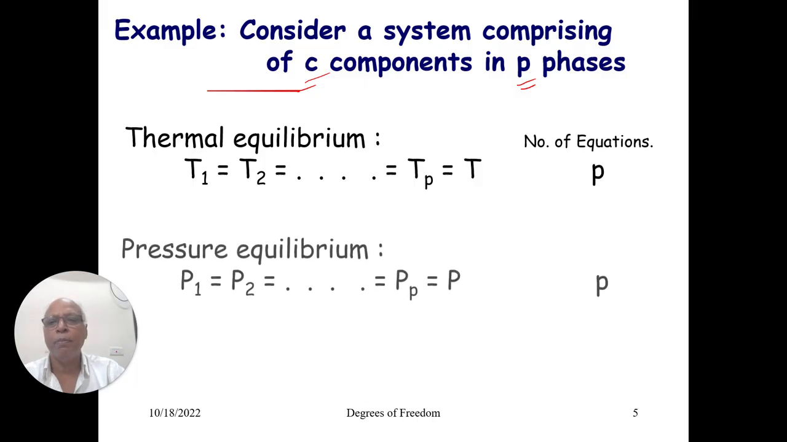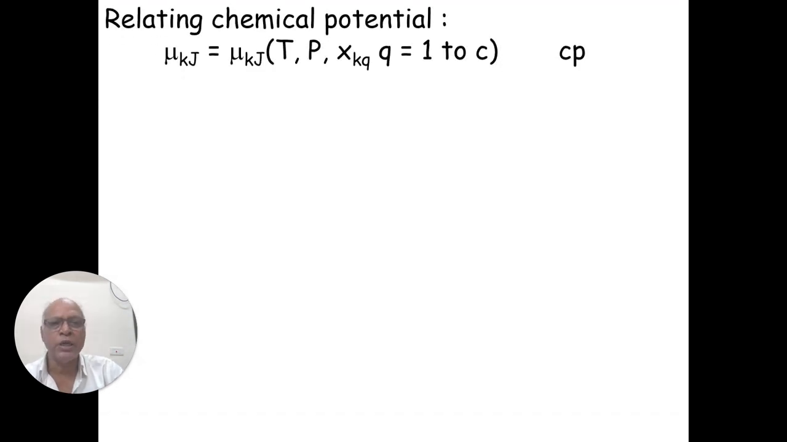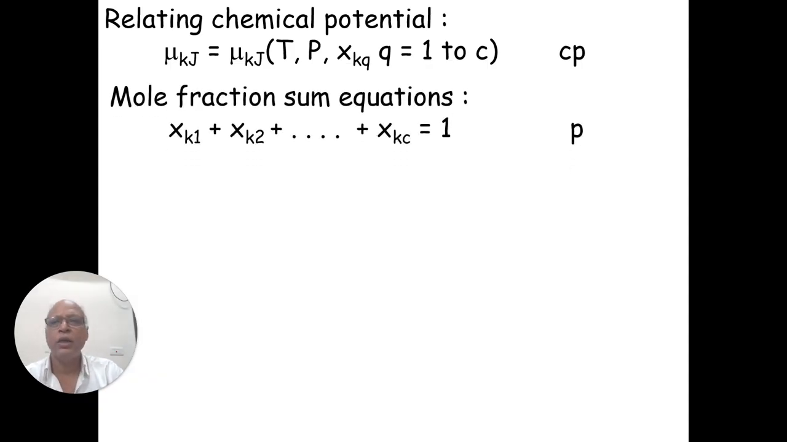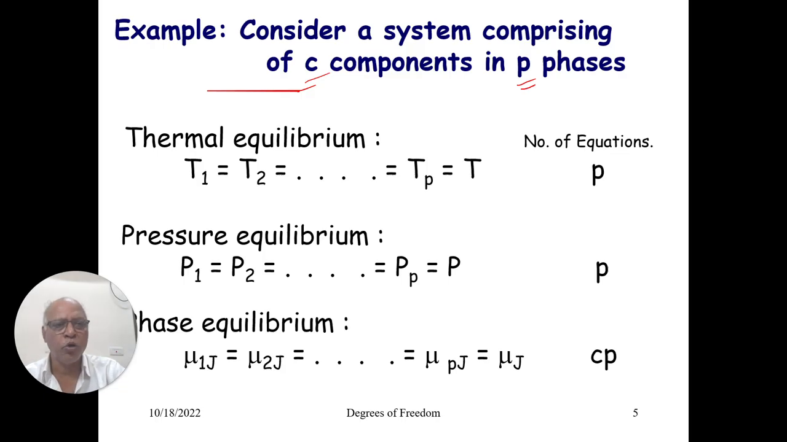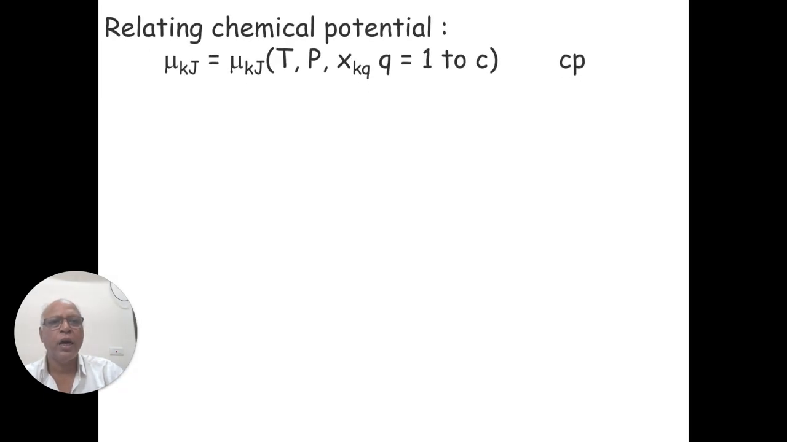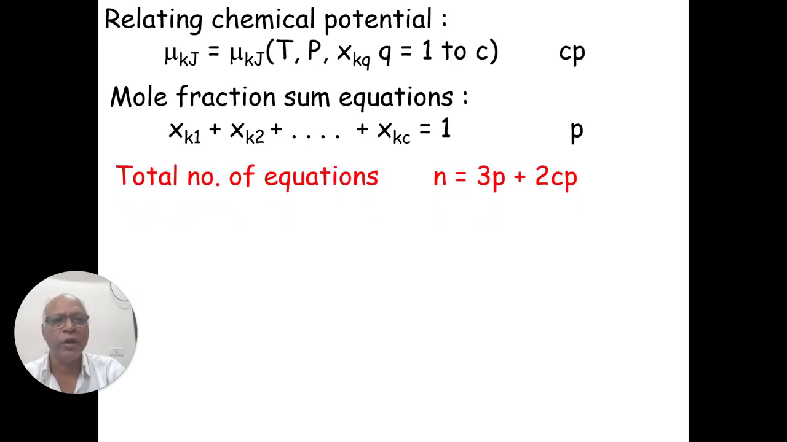Thermal equilibrium, pressure equilibrium, phase equilibrium. So here there are P equations, and here for every component you will be able to write CP equations, and then relating chemical potential: how are you going to calculate the chemical potential based on temperature, pressure and mole fractions, and mole fraction sum equations. So try to identify the sum of all these equations. For example, 2P and 1 CP here and another CP here and one more P. So adding up all these equations will give you the value of N.